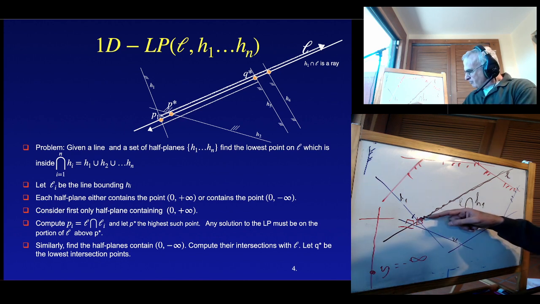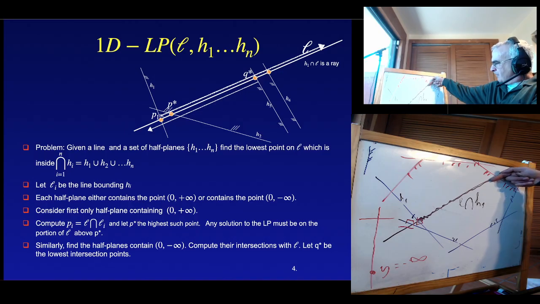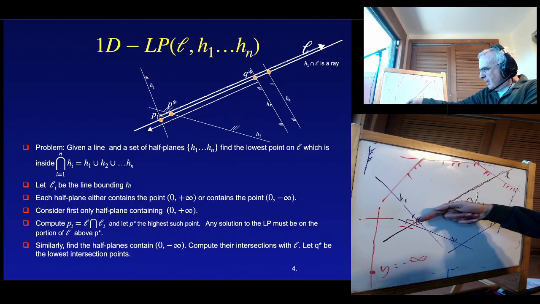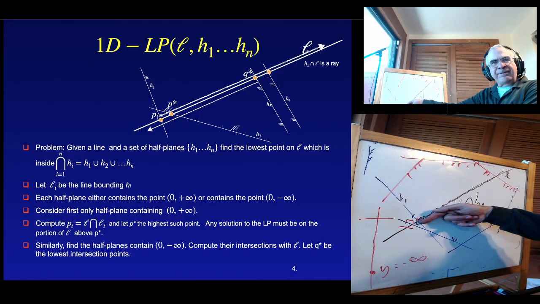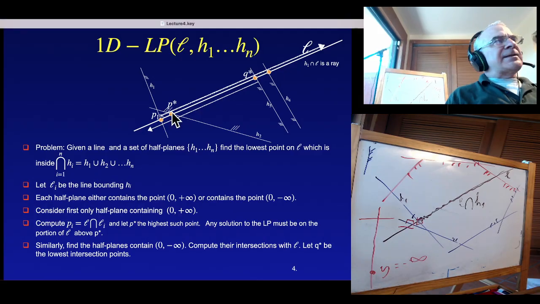Because if I'm coming from infinity, I'm on the intersection of all the rays, and coming from infinity I'm asking, as I'm falling, what is the first half plane that I hit? And that would be just the highest such intersection point. Similarly, I'll call this point P star.